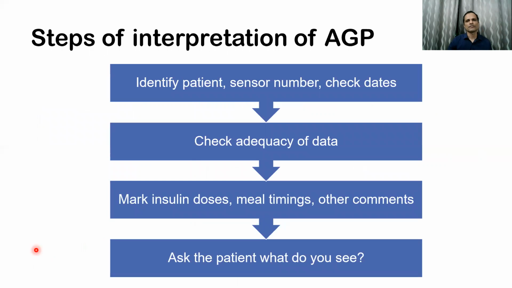Coming to the steps of interpretation of AGP. Like in any report, the first step is to identify the patient correctly. If the patient has sent you multiple sensors, then we also need to identify the sensor number, which is usually written on the underside of the sensor, and check whether the dates are correct. Check for adequacy of data. As I said, at least 10 days of data should be available to make a meaningful interpretation. In the AGP curves, mark insulin doses, meal timings, and any other important comments. And also, because it's a visual interpretation, it makes it easier to discuss with the patient what they see and what they think of their curves.